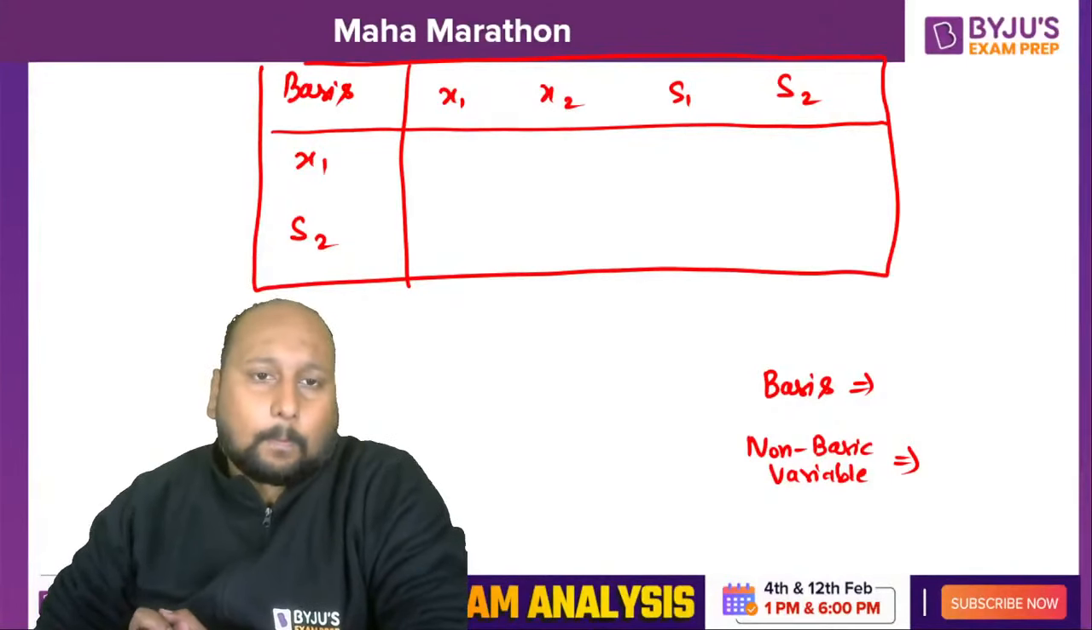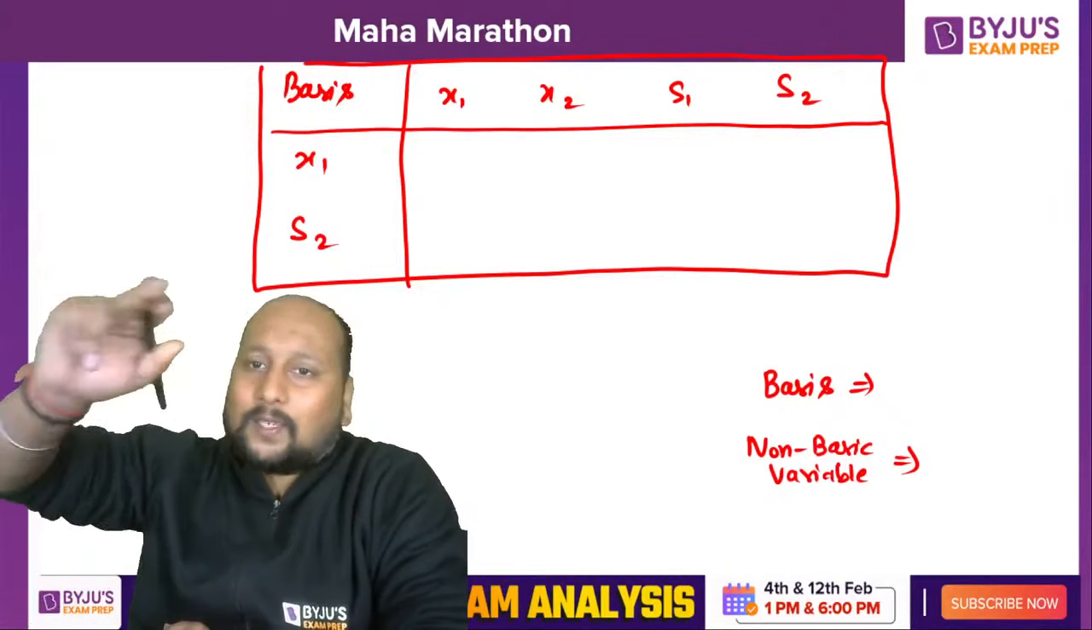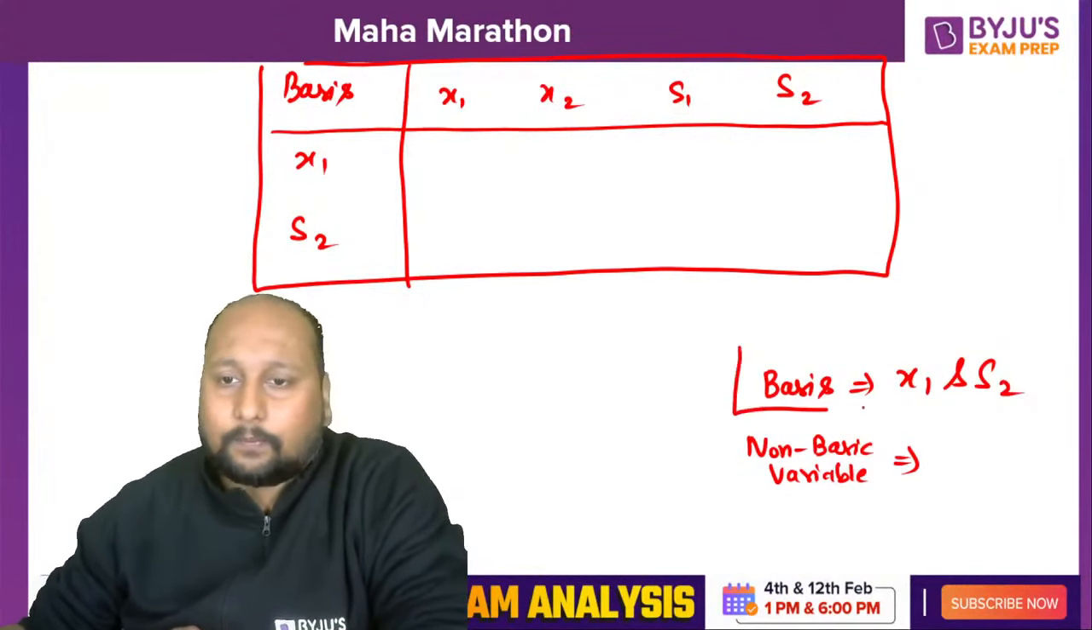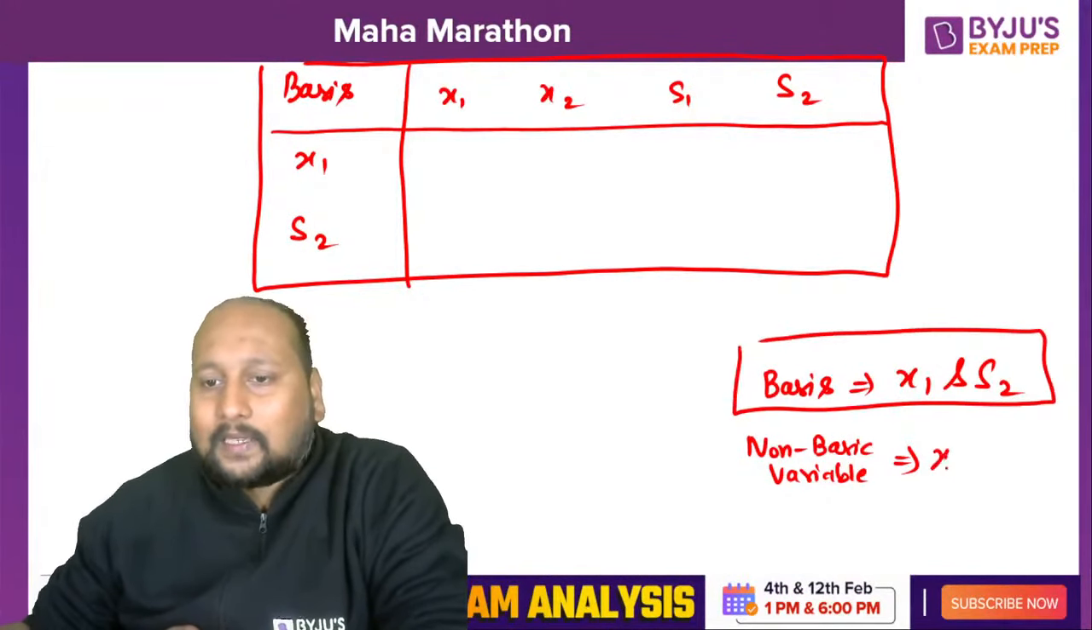Yes. Anyone who can tell me? There are four variables, x1, x2, s1, s2. Definitely the basic variables are x1 and s2, which are in the system. And we can say x2 and s1 are the non-basic variables.